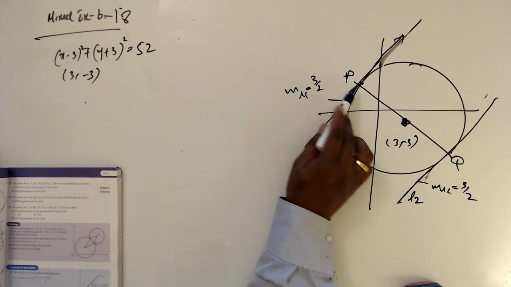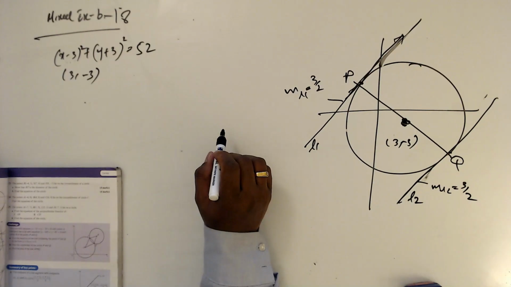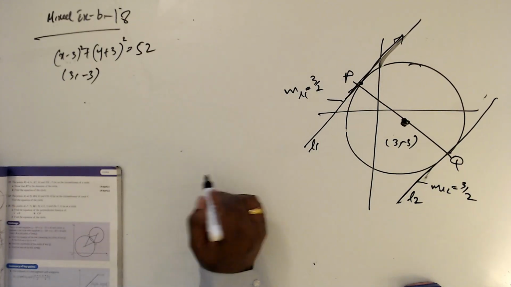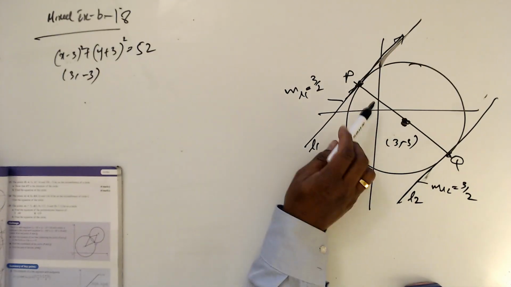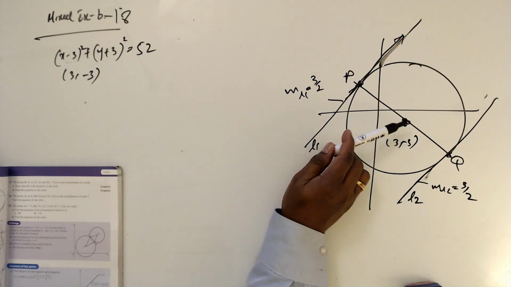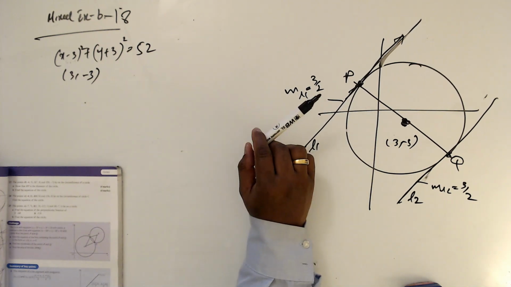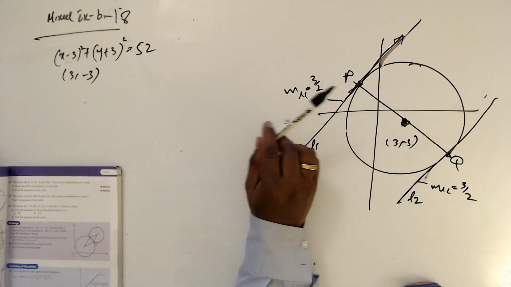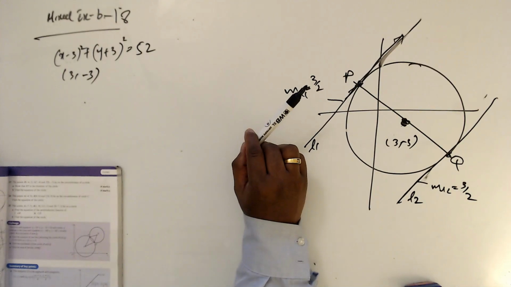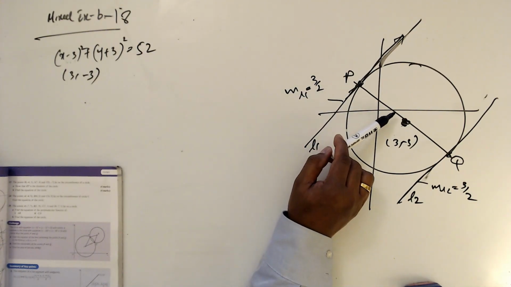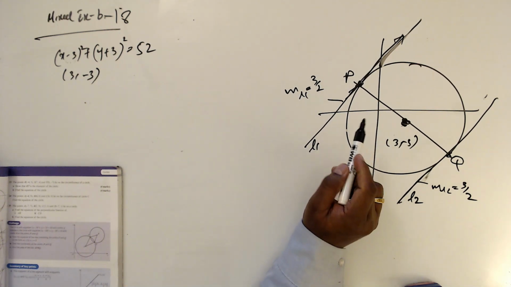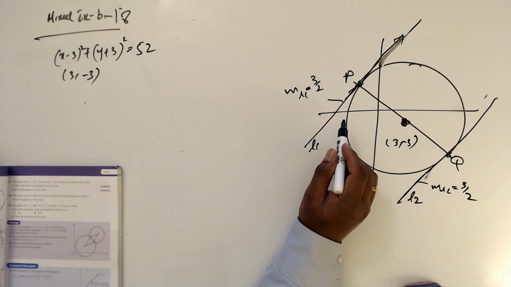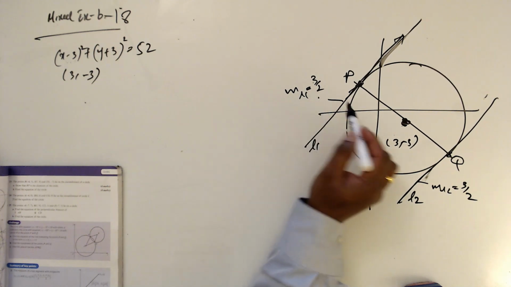If we know the equation of PQ, then we can solve with the equation and find those 2 points. So we have a point on this curve, on this line PQ, (3, 3). Now we need either the point or gradient. But we know this gradient is 3 over 2.